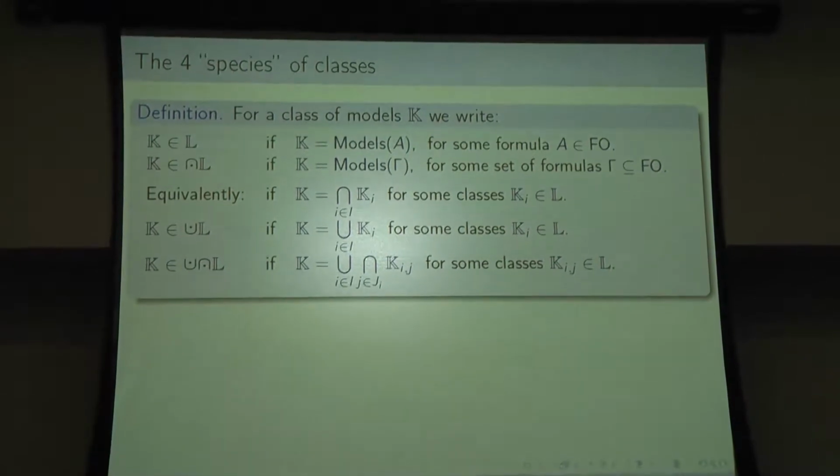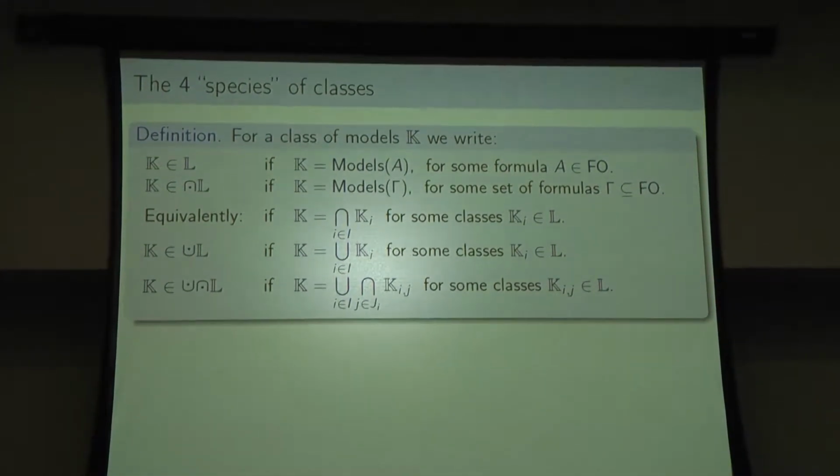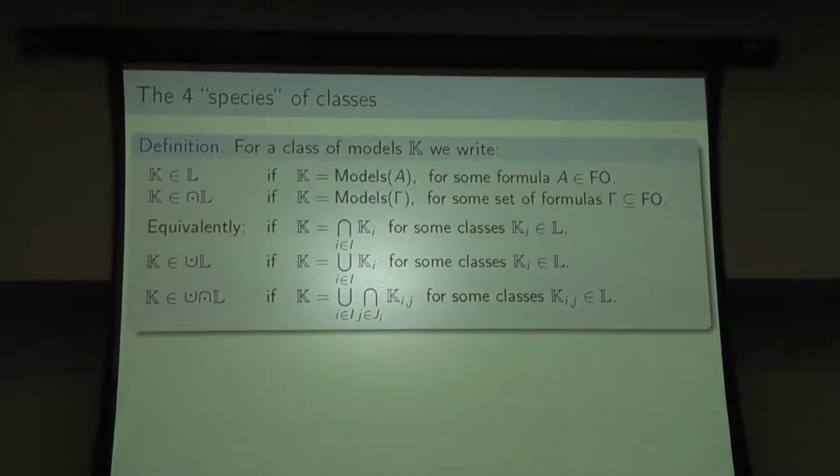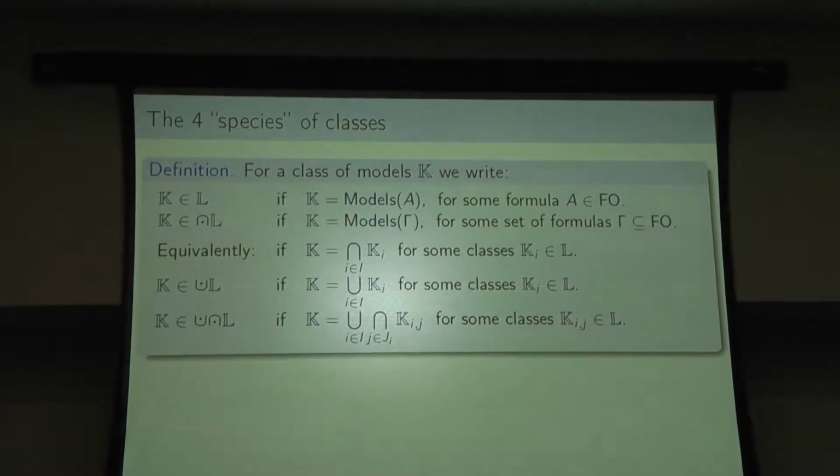We can show that classes that are representable as unions of intersections are the same classes as those that are representable as intersections of unions, just by distributivity of intersection over union and vice versa.